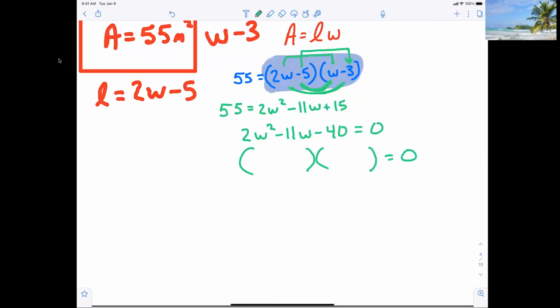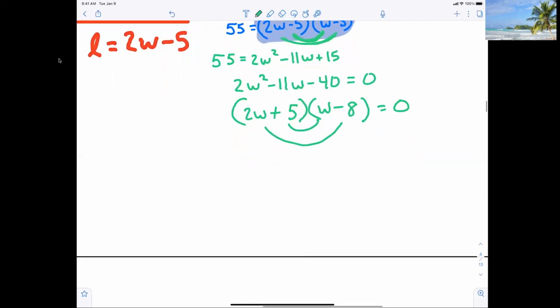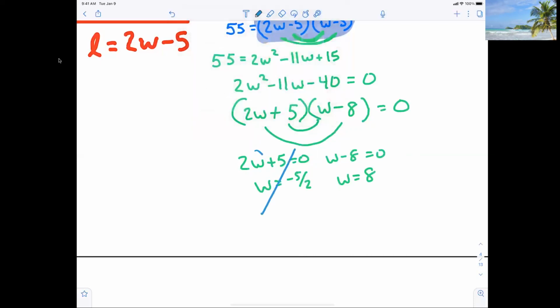So how do I get 2W squared? 2W. Come on, guys. Now what? Five where? Five on the left. Eight on the right. Negative eight, positive five. Perfect. So now we set things equal to zero. 2W plus 5 equals zero. W minus 8 equals zero. So this is W equals what? Negative 5 over 2, and W equals 8. Is it possible for the width to be negative? No. So this is called an extraneous solution.